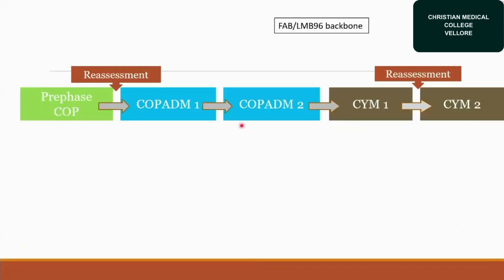So reassessment. If it is up to group B, we give pre-phase, which is cytoreduction, COPADM 2, CYM 1, and reassessment happens here. If that shows no avid disease, that is just CYM 2 and end of treatment. If reassessment shows avid disease, then we have to do a surgical excision. If that does not show any disease, again, it is only CYM 2. If that shows any residual disease, we upstage them to the next group, which is group C, and we intensify therapy further with further chemotherapy.